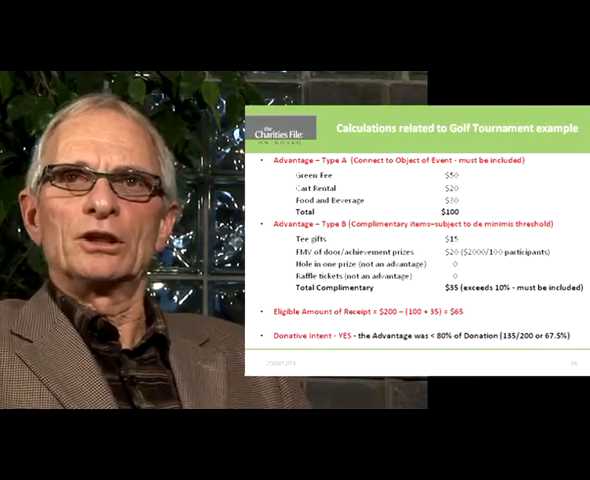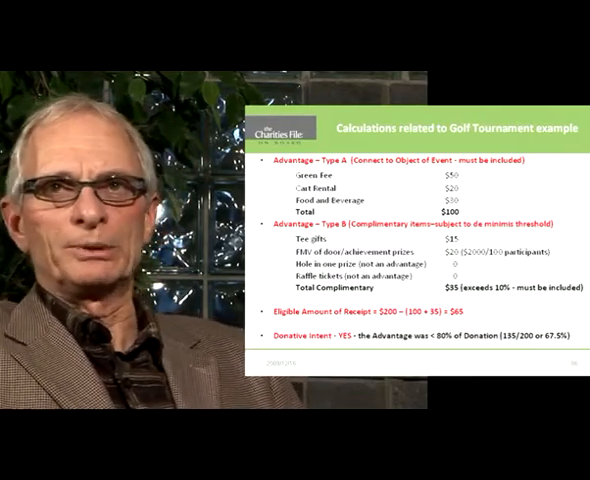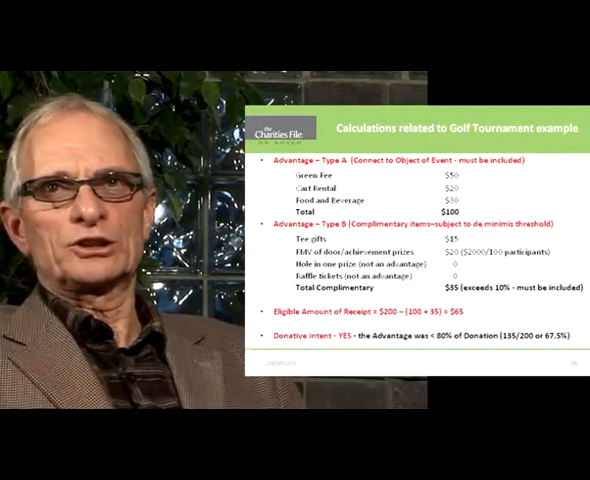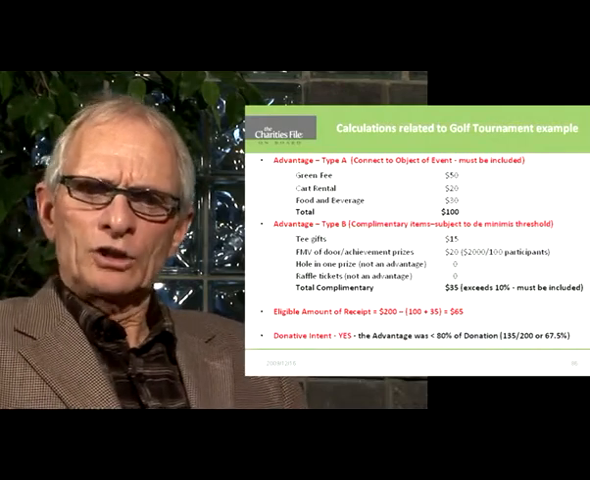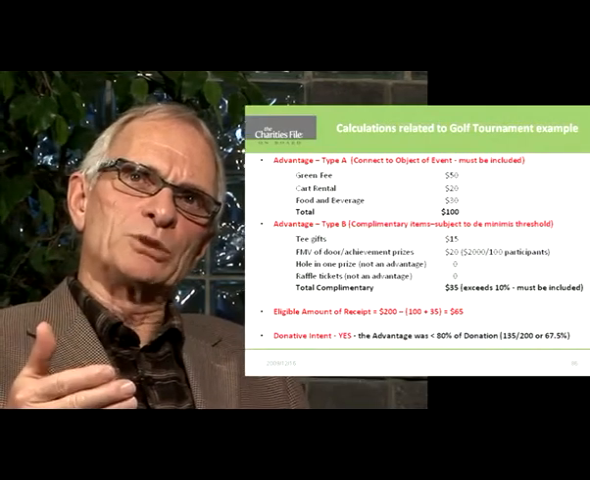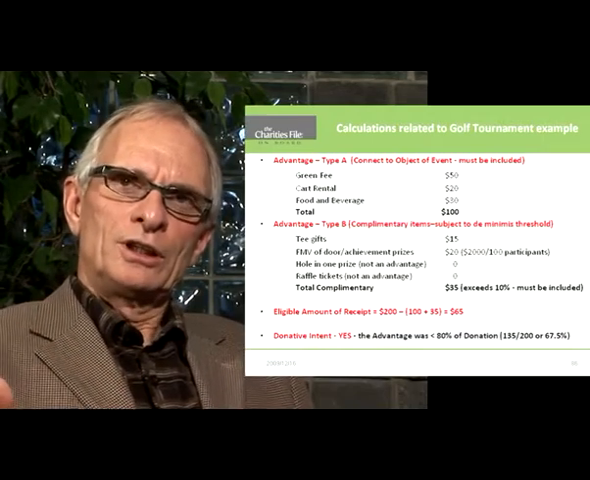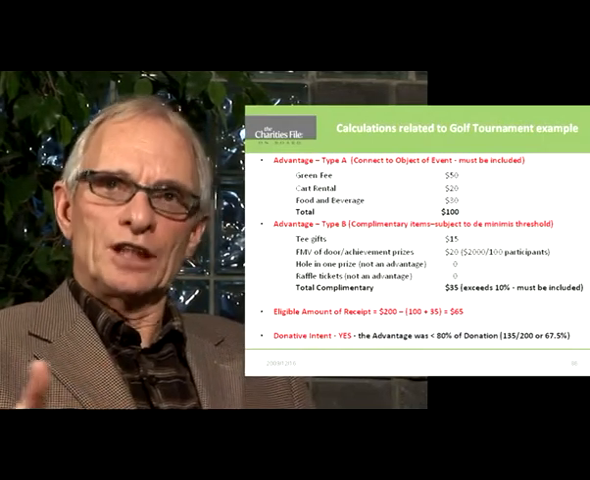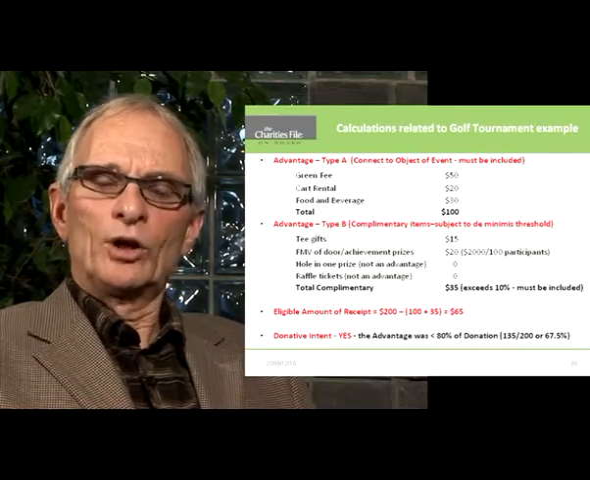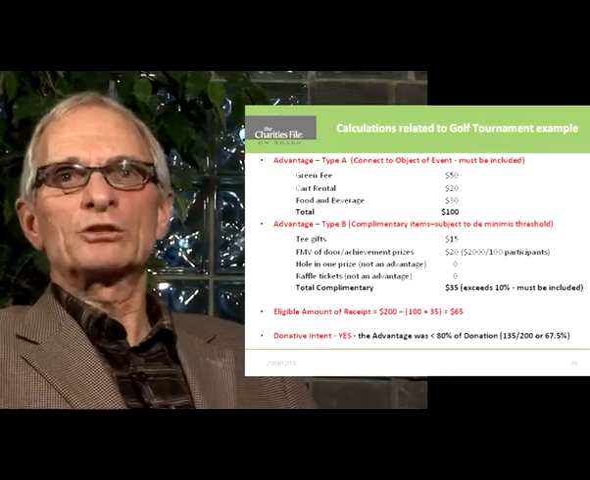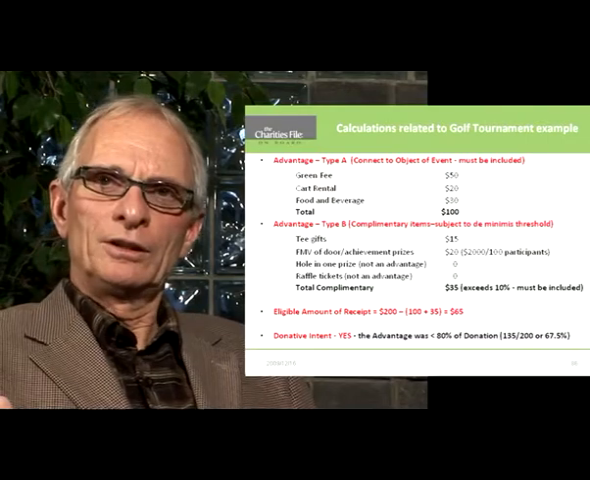The raffle prizes are not an advantage, or the raffle tickets, because you're charging for that, so it's not really part of the event. So when you add all of those complementary items, it's $35. Now this does exceed the 10%. Therefore, it exceeds the de minimis threshold and must be included.